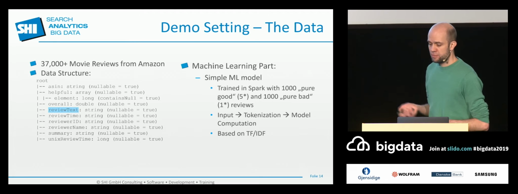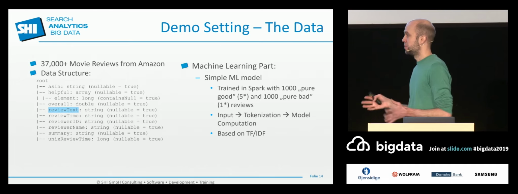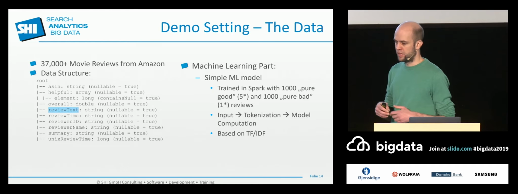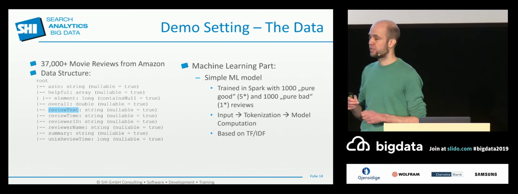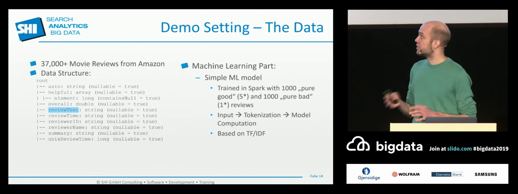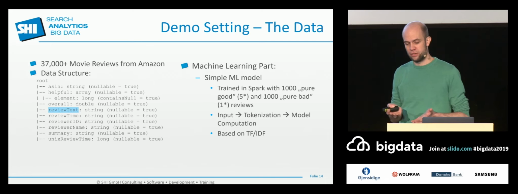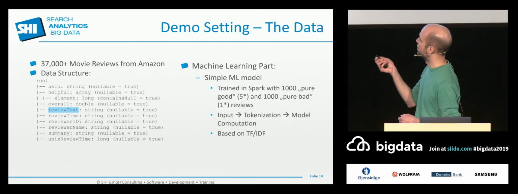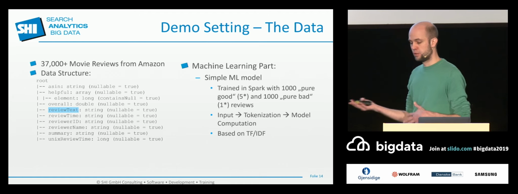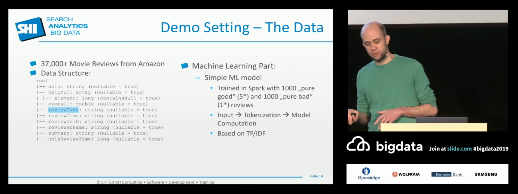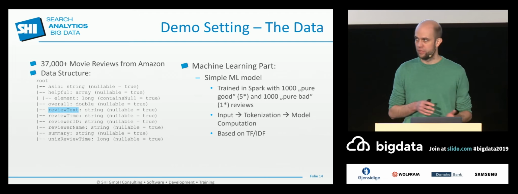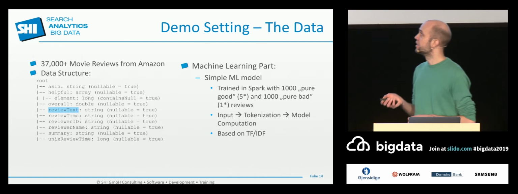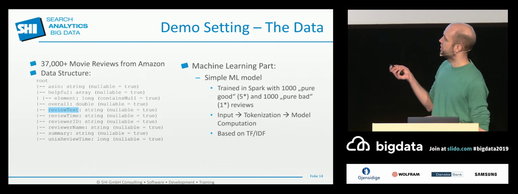The machine learning part is a rather simplistic approach here because it's not really about how well I can do machine learning, but rather how well we can do machine learning in a streaming context. So I just trained a very small model with 1,000 pure good reviews, so 5-star reviews, and 1,000 pure bad reviews, 1-star reviews. And the computation works like this.